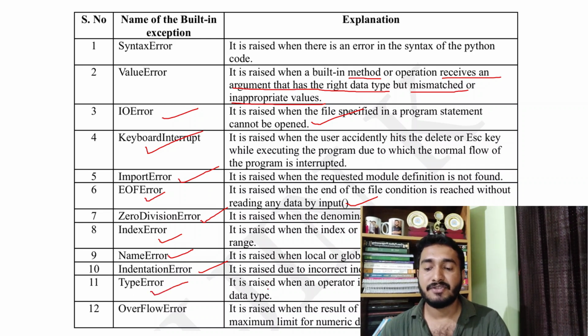Type error is raised when an operator is supplied with a value of incorrect data type. You are trying to perform some operation on an incorrect data type, then it will show type error. Next is overflow error. It is raised when the result of a calculation exceeds the maximum limit for a numeric data type. When the value applied to a particular data type or function exceeds the limit, it shows overflow error.